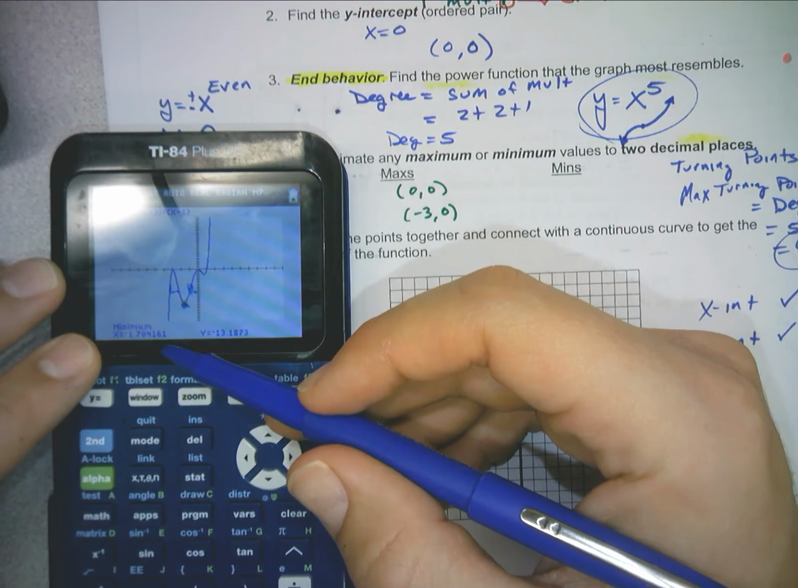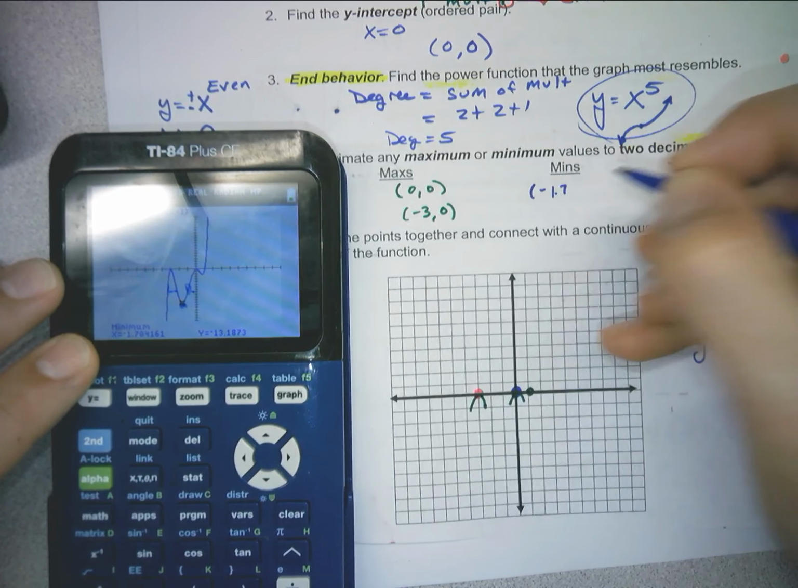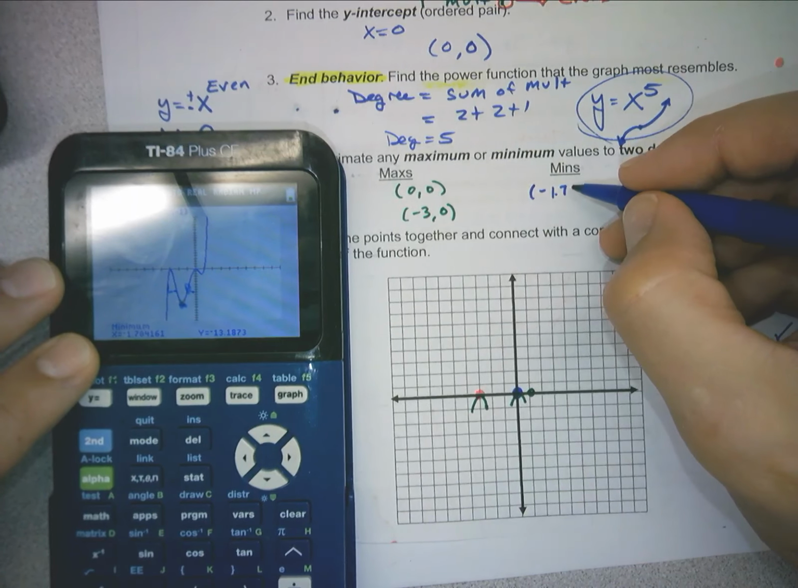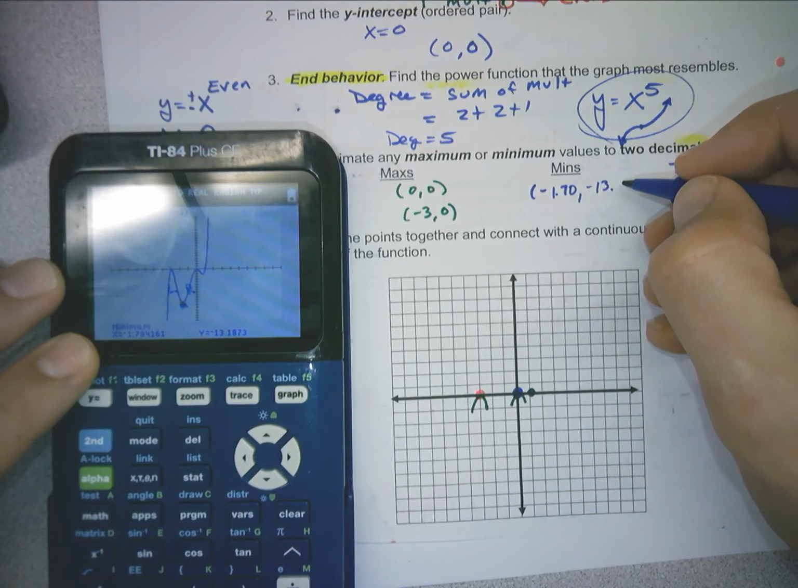Don't write anything until you see the word minimum. In this case, I got -1.7. It says round to 2 decimal places, so that's 0.4, so that's 0. Comma, -13.187, so that's 1.9.